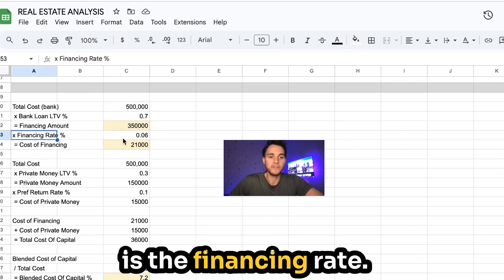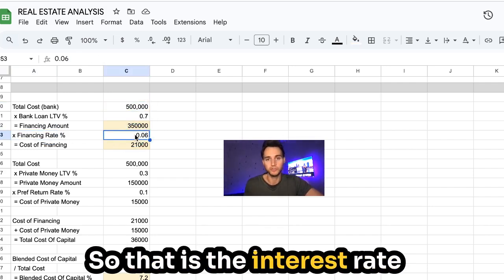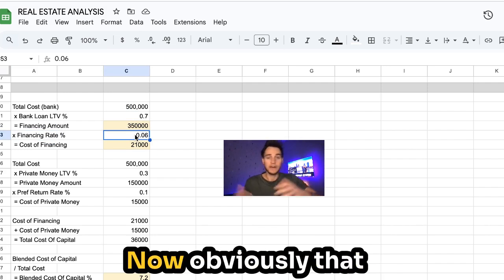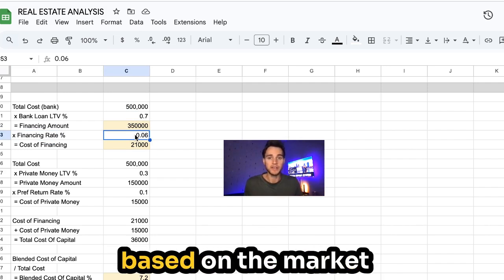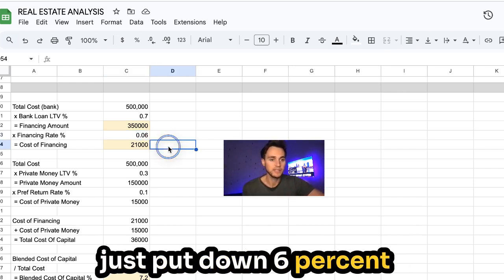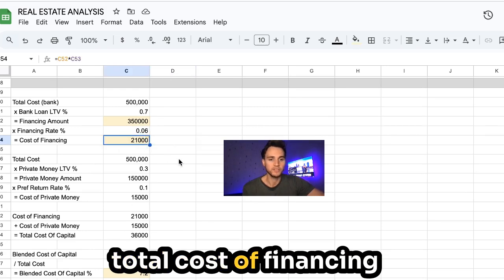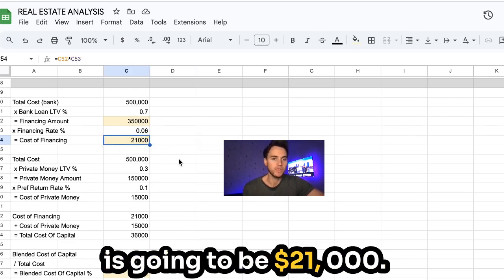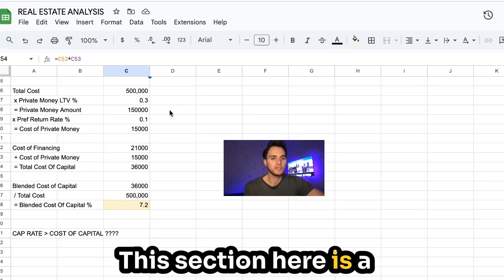And then next is the financing rate. So that is the interest rate that you're going to pay. Now, obviously that varies all the time based on the market conditions, stuff like that. In this particular case, you just put down 6%, which means that the total cost of financing is going to be $21,000.